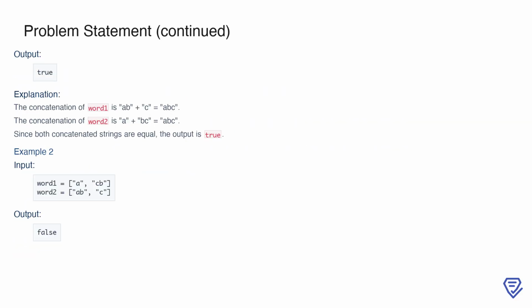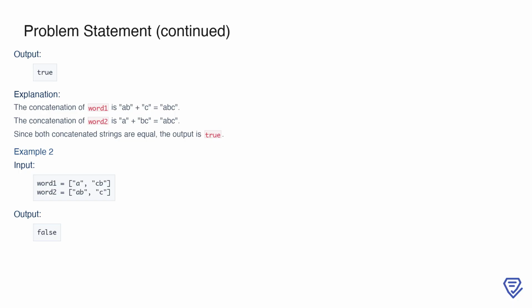To better understand the problem, let's look at an example. If word1 is ["A", "BC"] and word2 is ["AB", "C"], we first concatenate the elements of word1 to form the string A plus BC, which is ABC. Similarly, concatenating the elements of word2 gives AB plus C, which is also ABC. Since the concatenated results are the same, the output in this case is true.